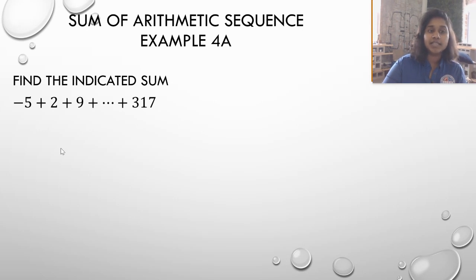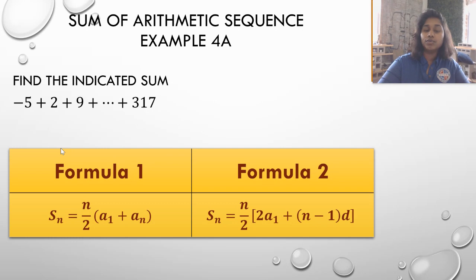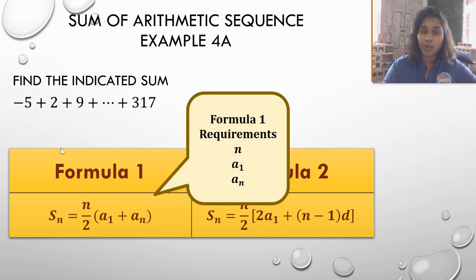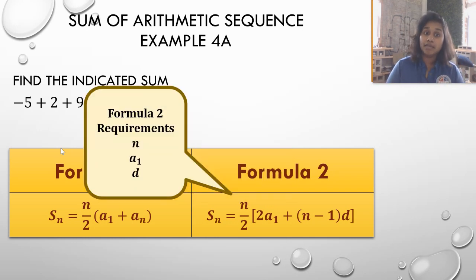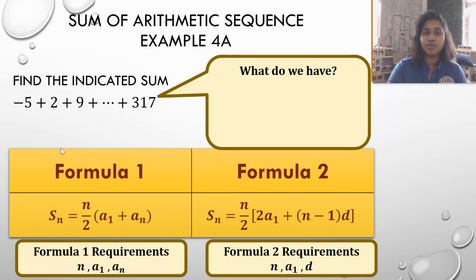So if I want to find the indicated sum of this, negative 5, 2, 9, all the way to 317, well, the first thing that would be easiest for me would be to figure out some information. Which formula do I want to use? Well, let's do a compare and contrast really quickly. Formula 1 requires n, how many terms are there in this sequence, a sub 1, the first term of the sequence, and a sub n, the last term of the sequence. Formula 2 requires n, how many terms there are in a sequence, a sub 1, the first term, and d, the common difference between them. So there's a big distinct difference between the two formulas, and that's a sub n versus d.